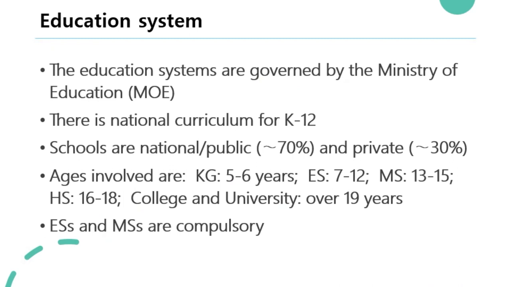The age groups involved in the education system are divided into four categories: kindergarten for ages 5 to 6, elementary school for ages 7 to 12, middle school for ages 13 to 15, and high school students 16 to 18. Elementary school and middle school are compulsory.